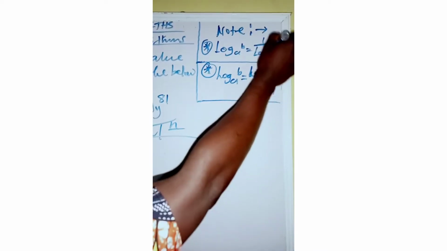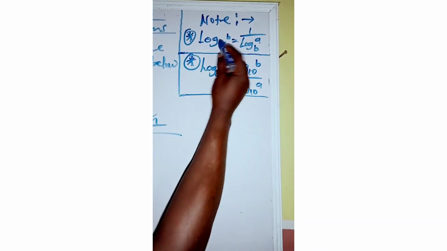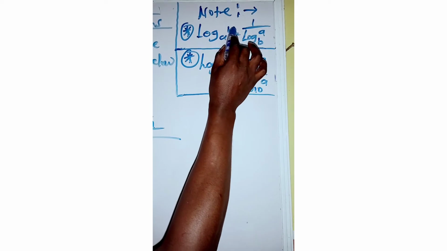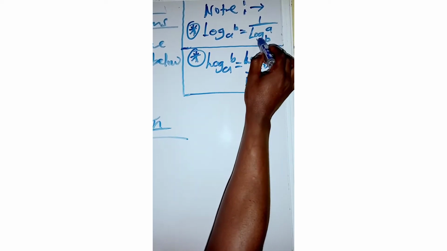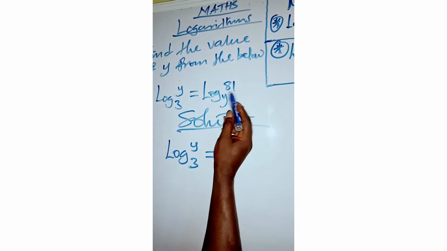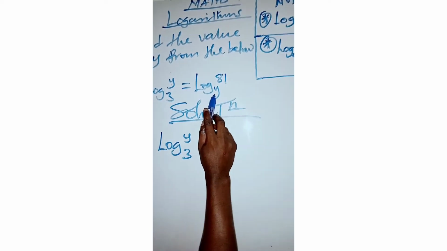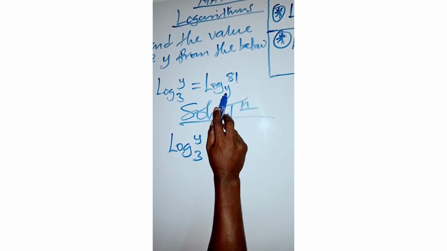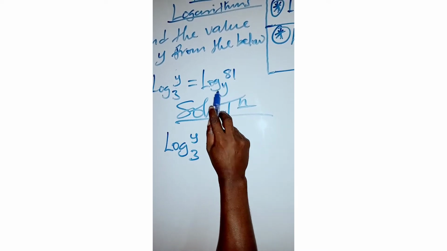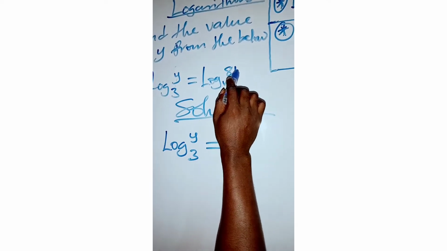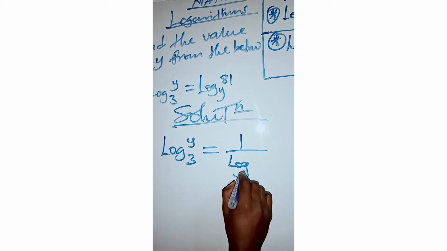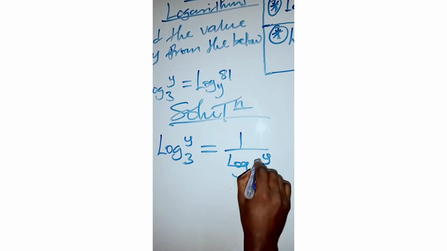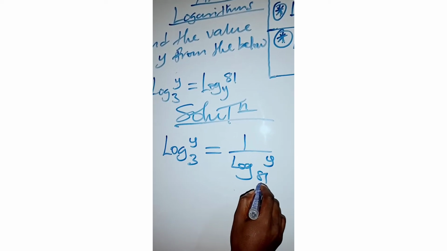We are making use of the first one. So what we are going to do now, look at this very well. We have log b base a, it changes to 1 over log a base b. Now the same thing is applicable here. If this 81 is to change to where this y is, and this y is going to take the position of where this 81 is, we are going to have the inverse of log 81, log y base 81.